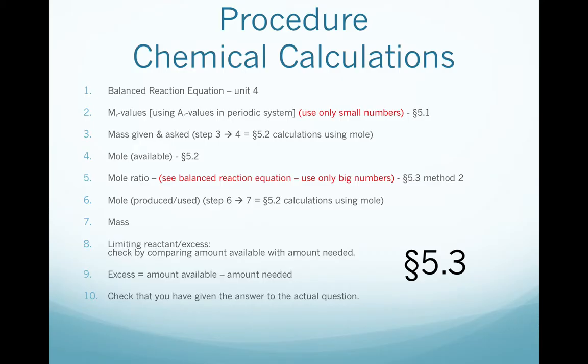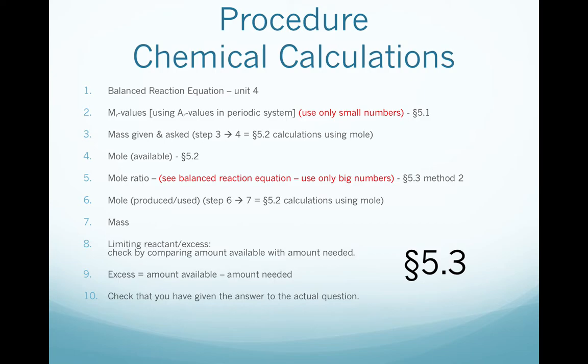Now, moving back to the chemical calculation procedure, how do we calculate this? So I'm going to work up from step 9. Say I need to calculate the excess. I need to calculate how much I have available, maybe that's given, and I need to calculate how much is needed with that limiting reactant. So to calculate the amount needed, I'm going to use step 1 till 7.